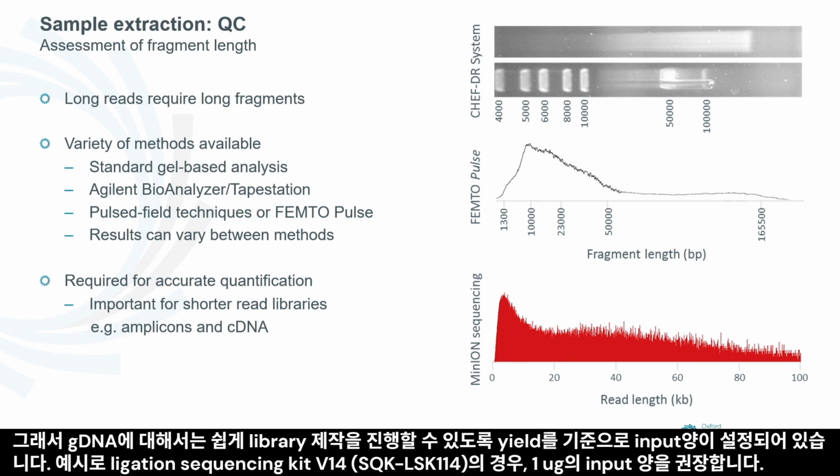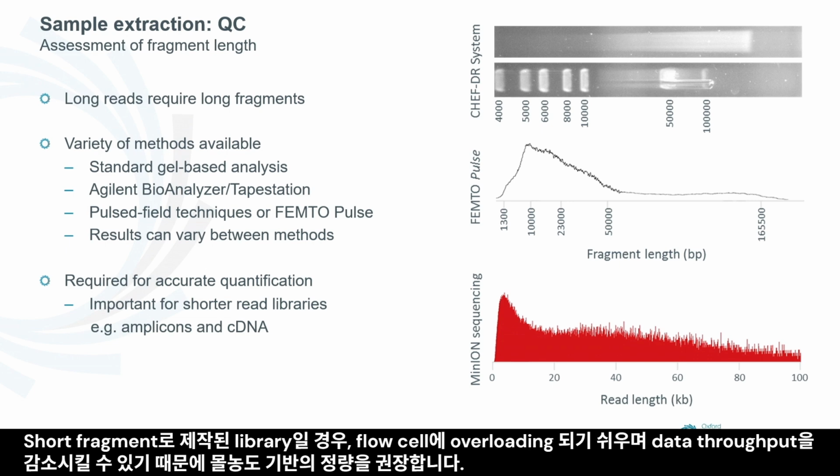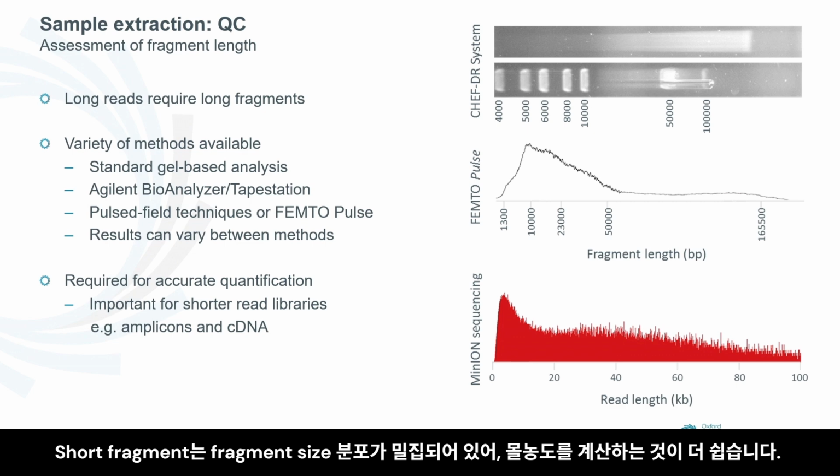That is why for genomic DNA, we try to keep it simple and recommend an input of 1 microgram for the ligation sequencing kit, safe in the knowledge that you'll be loading sufficient material to keep the pores filled, but not overloading. For short fragment libraries, it's easier to overload the flow cell and inhibit throughput, so molar quantification is recommended, but this is easier as short fragment libraries tend to have less of a spread of fragment lengths.